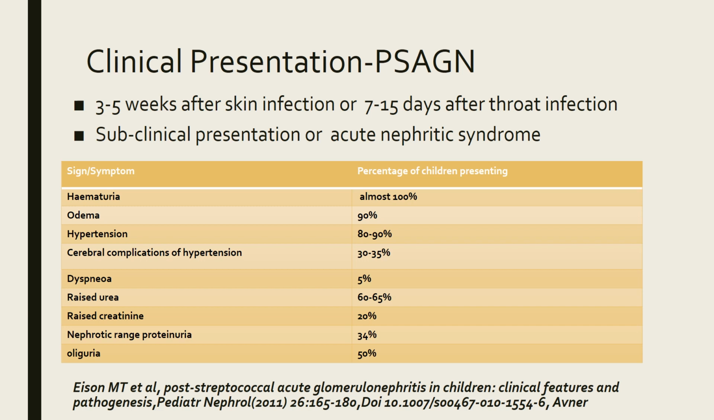About only 20% had raised creatinines, whereas 34% of patients presented with nephrotic range proteinuria. Presenting with nephrotic range proteinuria doesn't mean that they presented with a nephrotic syndrome, but the urine had massive protein losses. Some of those did not present with the other features of the nephrotic syndrome. Only about 5 to 10% of patients have the full-blown nephrotic syndrome as well. And then 50% of patients had oliguria. Note, not anuria, but oliguria, a reduction in urine output.